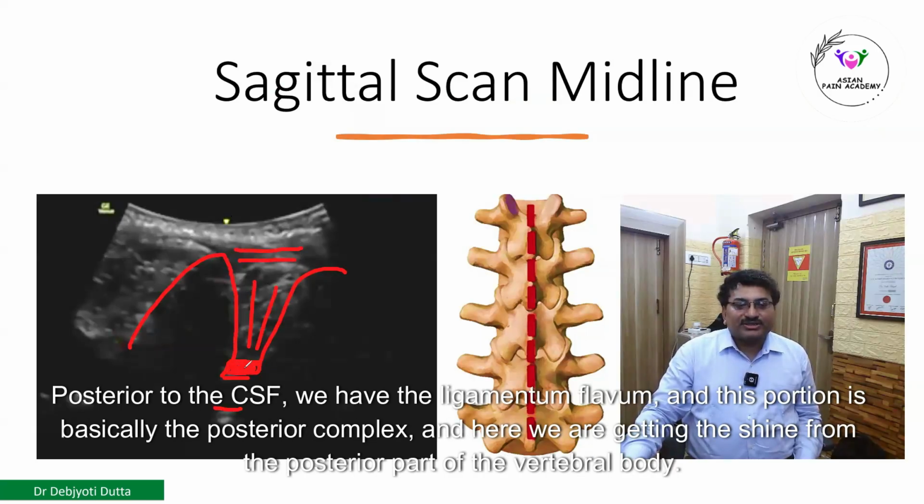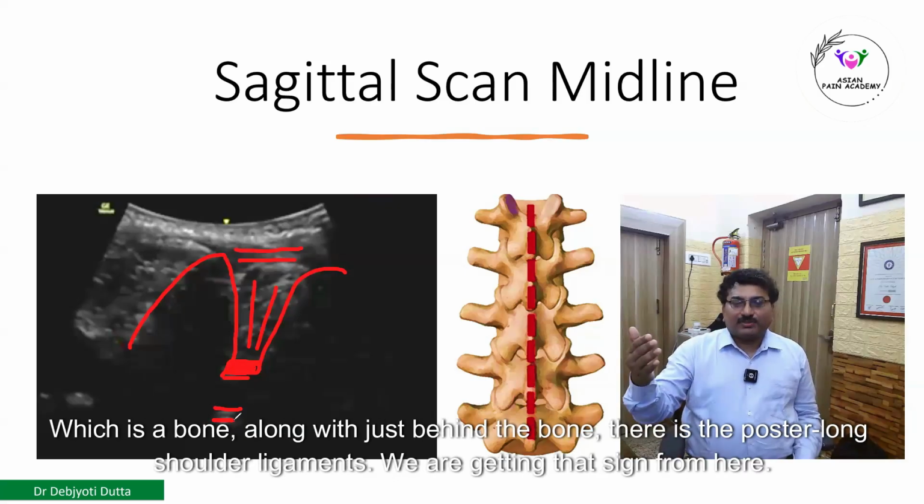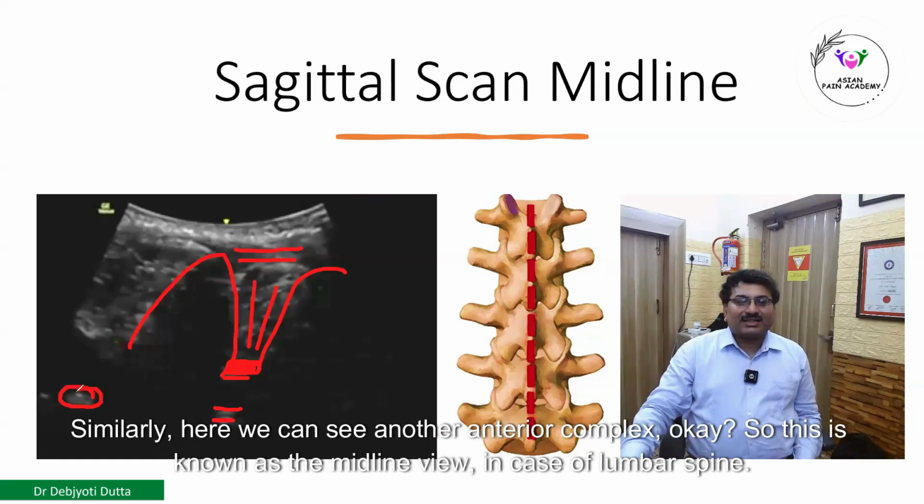And this portion is basically the posterior complex, and here we are getting the shine from the posterior part of the vertebral body, which is a bone. Along with just behind the bone there is the posterior longitudinal ligament, so we are getting that shine from here. Similarly, here we can see another anterior complex. Okay, so this is known as the midline view in case of lumbar spine.